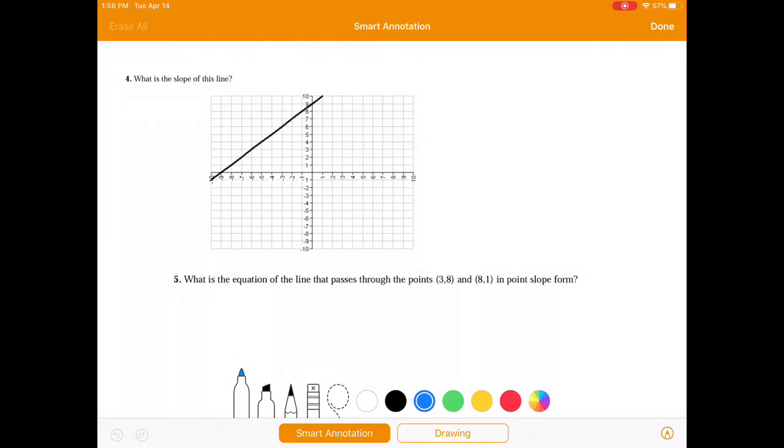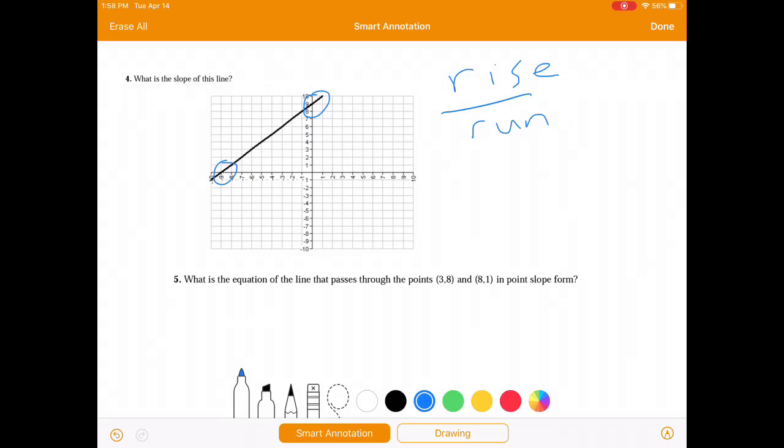Our next question, what is the slope of this line? And they give us a graph of this line here. This is a pretty simple one, kind of back to basics. Remember, slope is simply rise over run. And we just need to identify 2 points that we know. Now, there are 2 obvious points, the x and y intercepts. Those make it very easy, and we could use any of these points really.